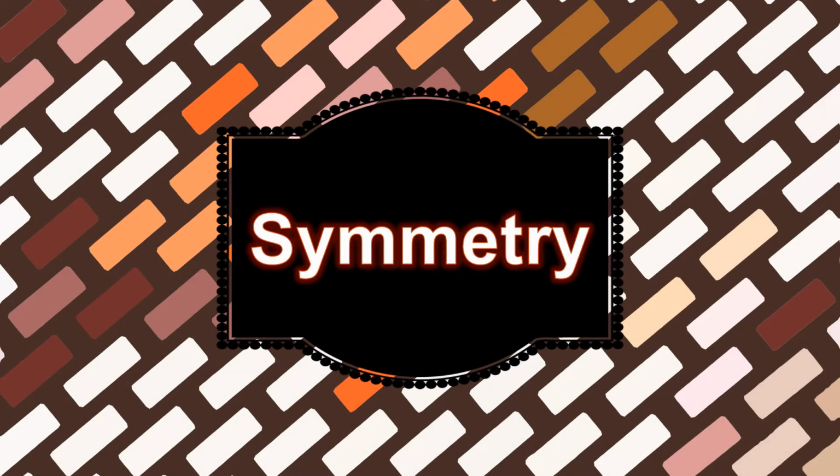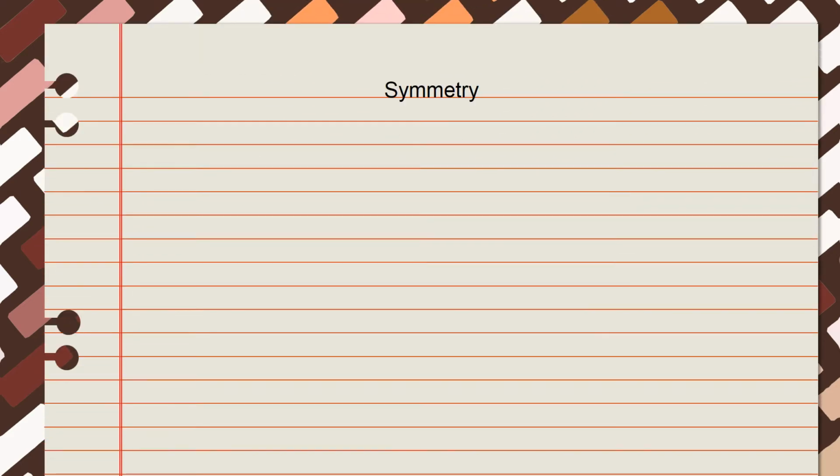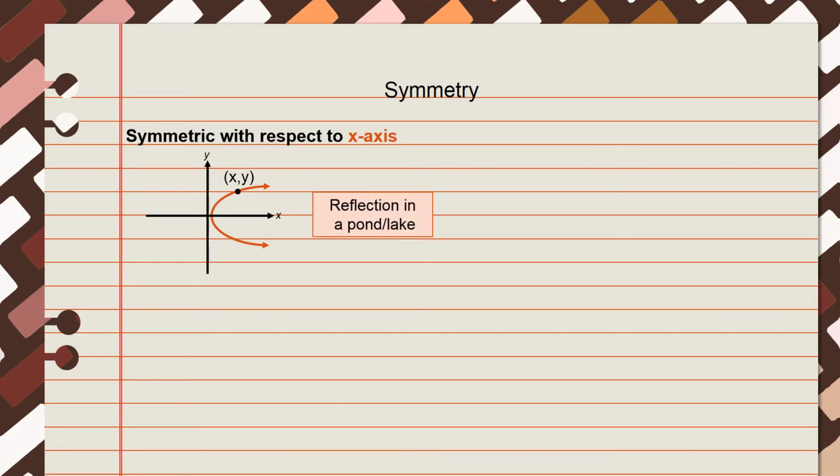This lesson is over symmetry. Symmetric with respect to the x-axis. Looking at the graph, notice it appears to be a reflection as if in a pond or a lake. But let's look at a real picture.